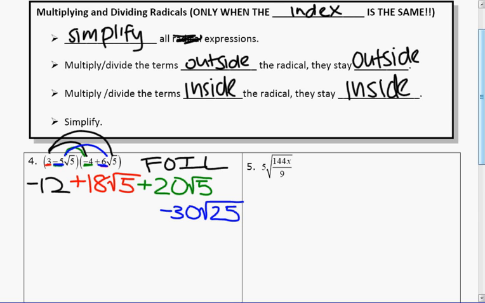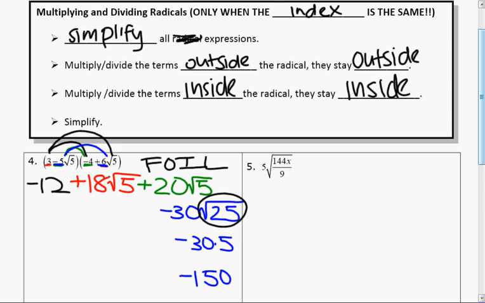Now we're going to simplify. So, do you see anything that we can simplify? I do. This square root of 25. So square root of 25 is 5. So we're going to substitute 5 in for that. So on the end, we have a negative 30 times 5, which is just a negative 150.